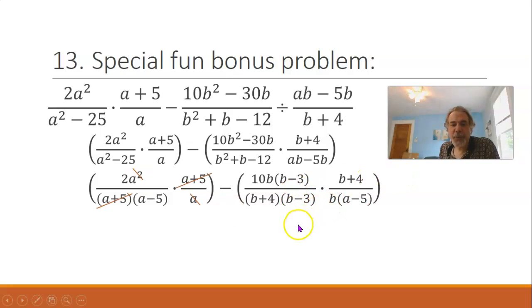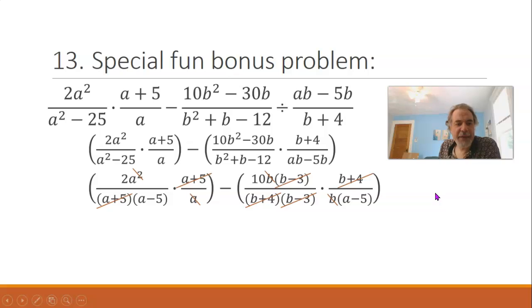And over in this set of parentheses, do you see what I can cancel? I've got a b minus 3 over another b minus 3. And I've got a b plus 4 over a b plus 4. And there's a factor of just b on top and on the bottom.